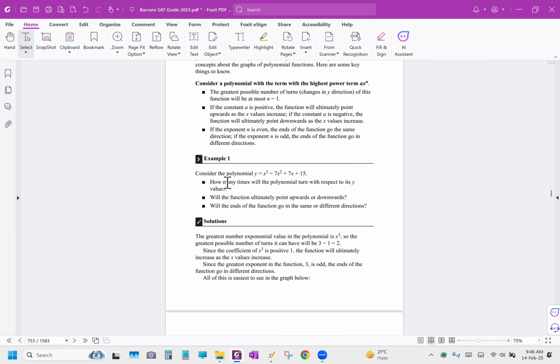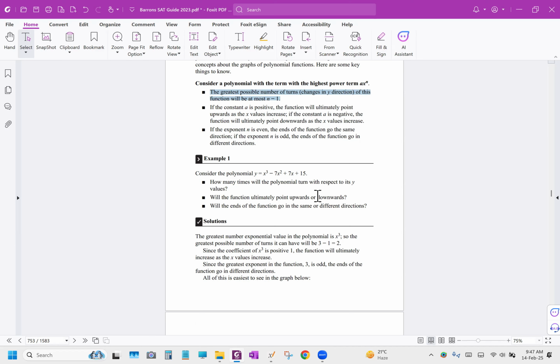Just for an example, how many times will the polynomial turn with respect to its y value? Apply this rule: the greatest possible number of turns, changes in y direction, of this function will be at most n minus 1. That equals n minus 1, so 3 minus 1 equals 2.